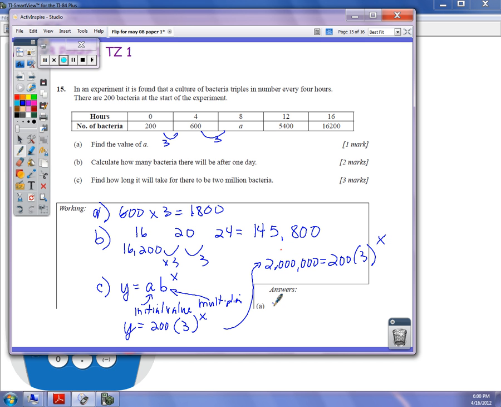Now, 8.38. But what is that? When x is equal to 8.38, remember x stood for every 4 hours, so I need to multiply that by 4. 8.38 times 4 is 33.52, so 33.5. So after 33.5 hours, we'll be at a population of over 2 million.